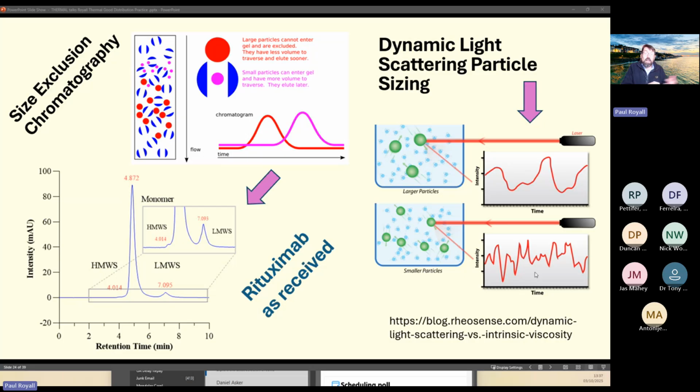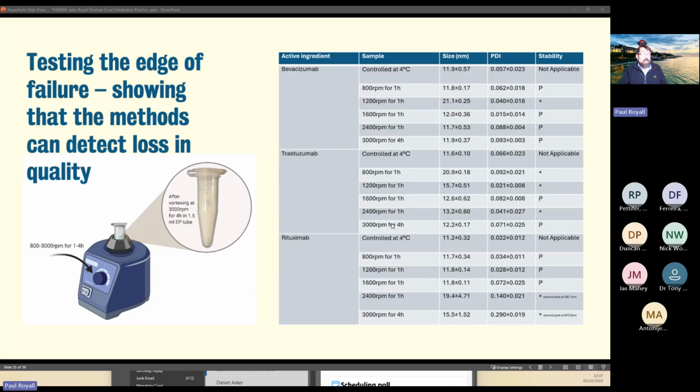And then you can relate that and calibrate that in terms of diffusion coefficient. If you get the diffusion coefficient, you can work out the size. That's light scattering. We did horrendous things for the monoclonal antibodies. It's really important when you do any stability tests, and that goes for thermal, all sorts of thermal things. It can be mechanical. Explore the edge of failure. Make sure if it does fail, you can measure it.